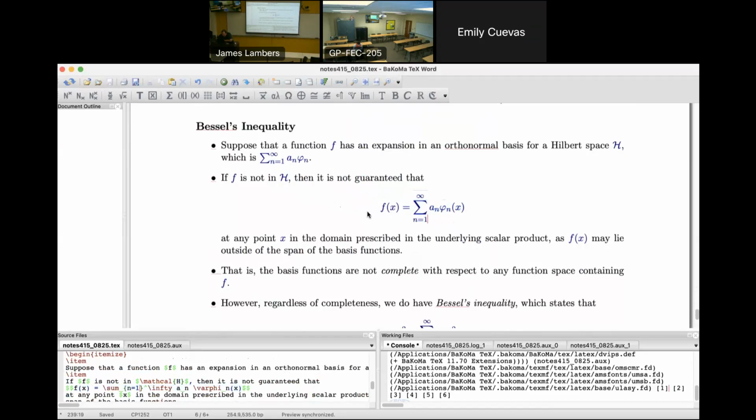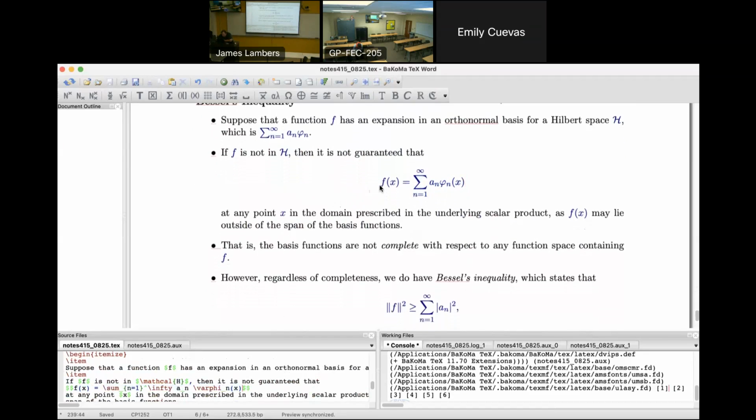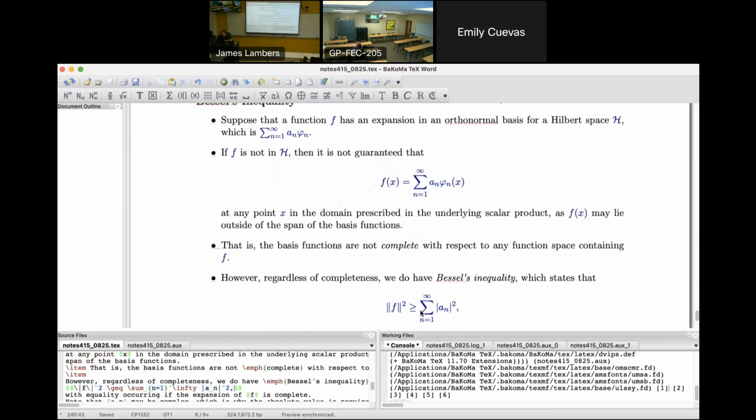Like, the Hilbert space itself is complete. All functions in it can be described by this, but maybe your function f doesn't belong to it. But even though f is not in the Hilbert space, I do have this inequality. Now, if f was in the space, this would actually be an equality. That'd be Parseval's formula. But in the case where Parseval's identity does not apply, because it's not in the space, I still at least have this inequality.